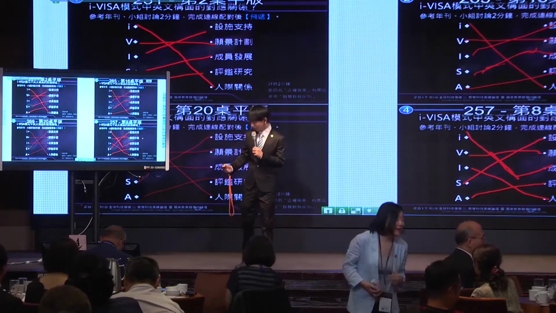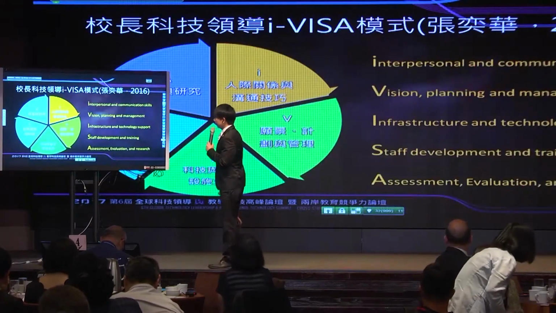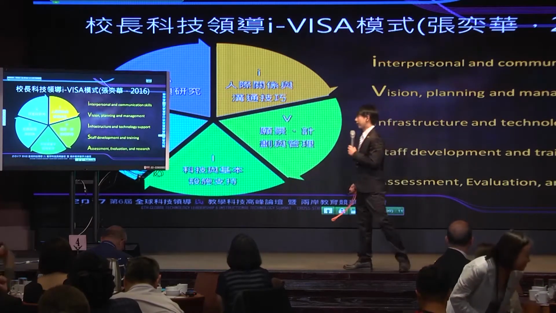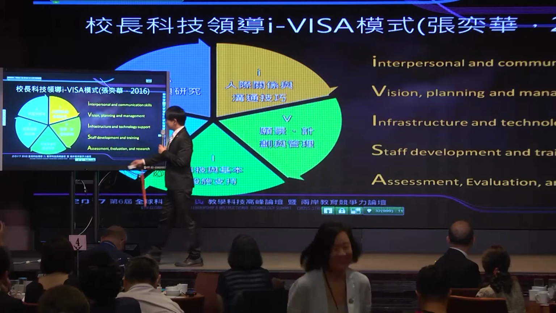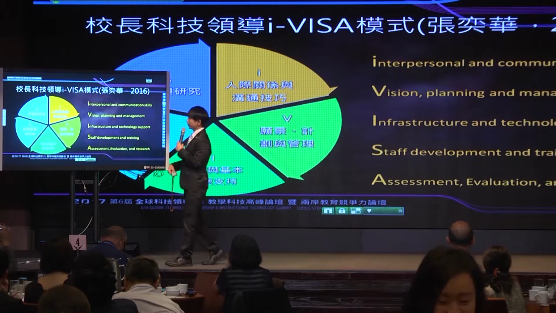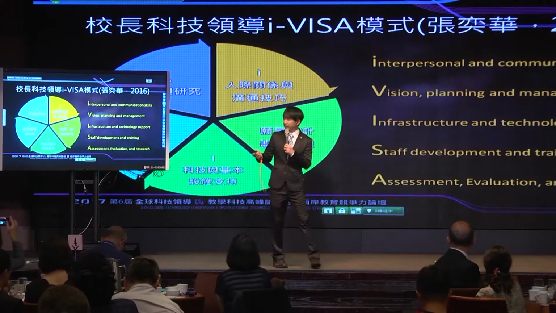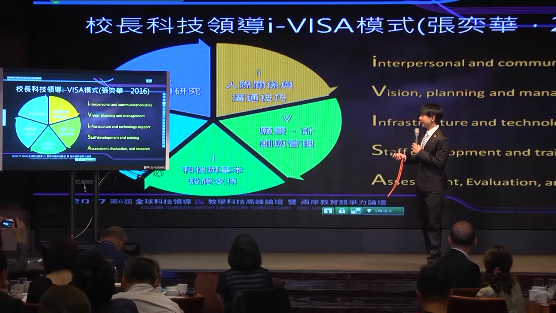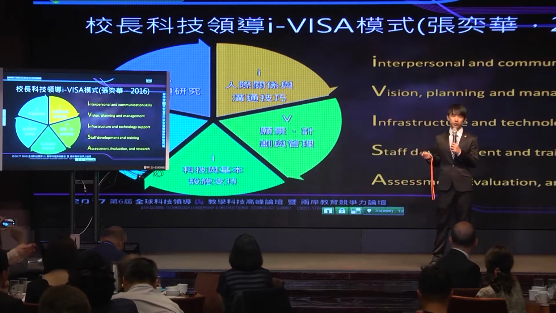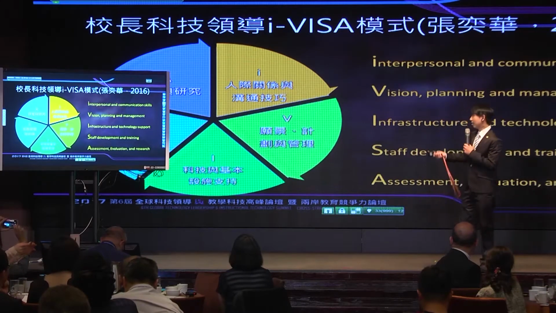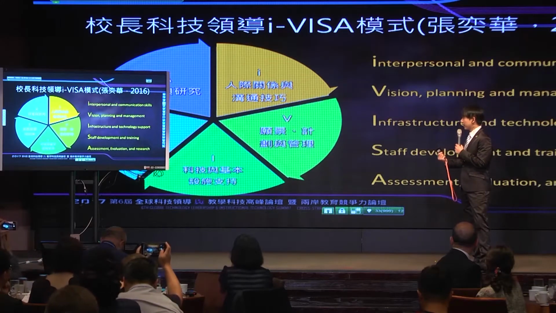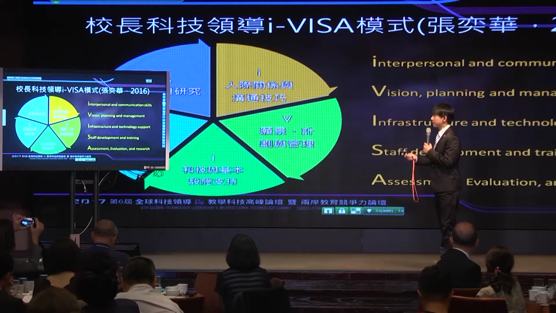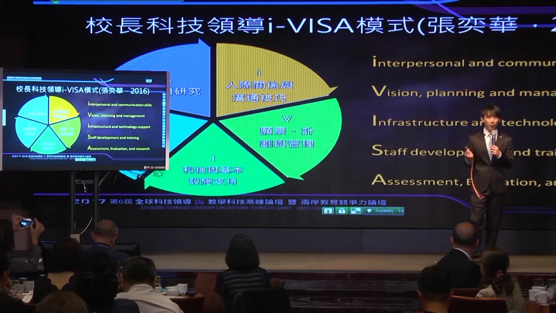And I see that your platforms are working fine. Let's review a little bit. What is iVisa? The first, I, is interpersonal and communication skills. And the second one is V, vision planning and management. And the third one is infrastructure and technology support. And the fourth one is staff development and training. For A is assessment, evaluation, and research.